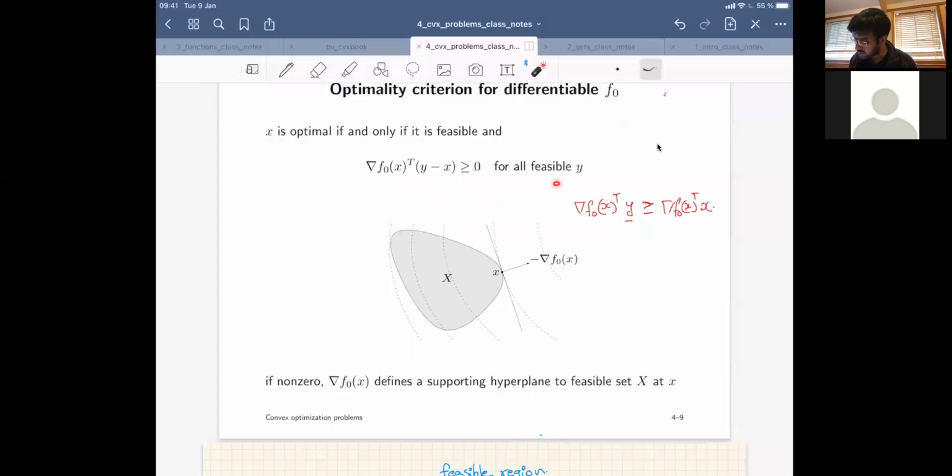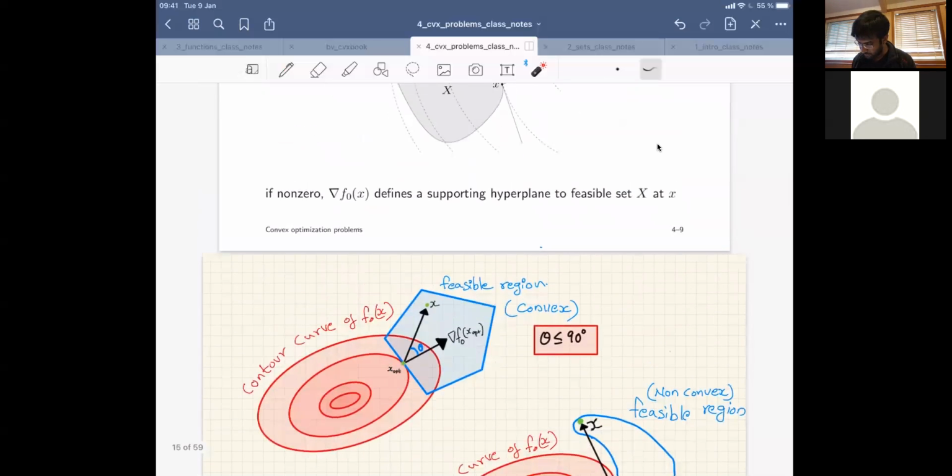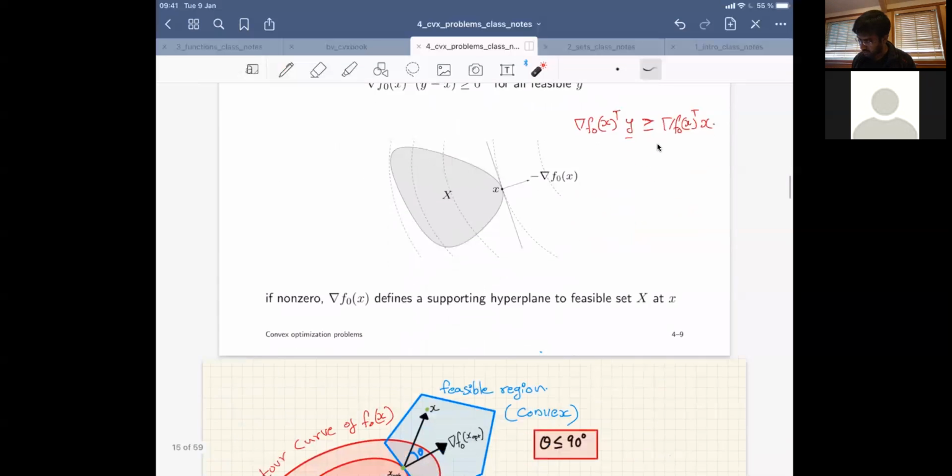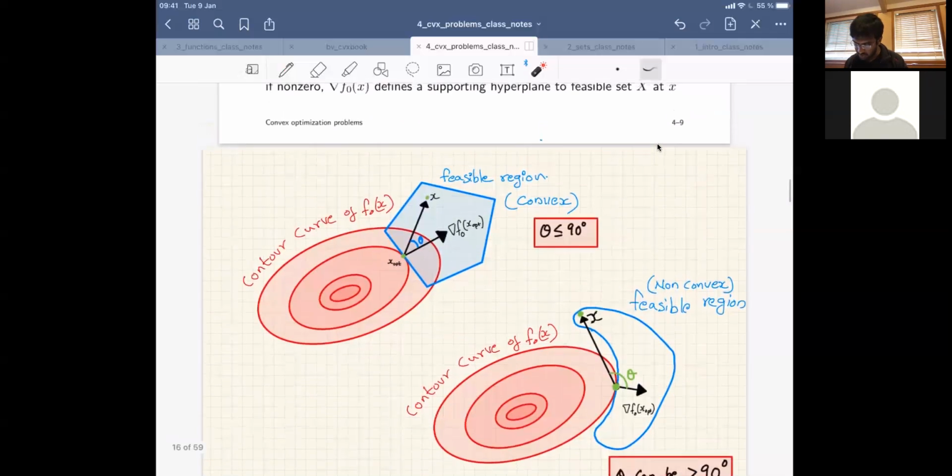And for any other feasible y, if you draw a line, that is, if you take this quantity y minus x and take the inner product between that and the gradient evaluated at this optimal point x, that will be positive. Okay, we are not doing the proof here, but you can read that from the text. But I will give you an intuition here.